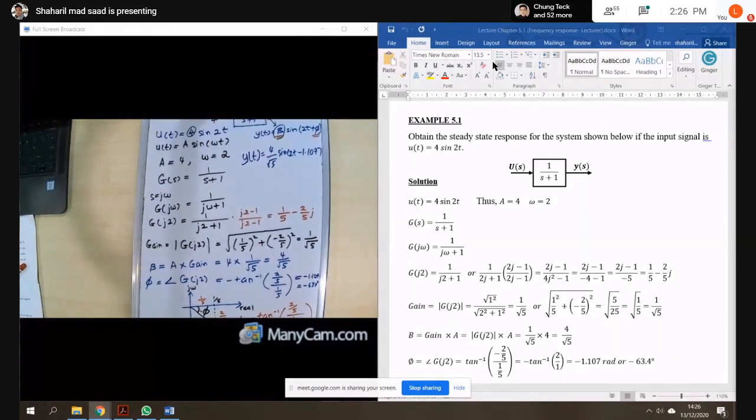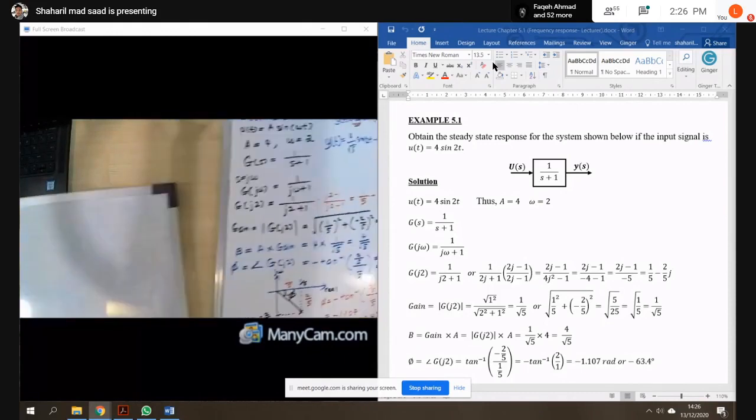Alright, I have shown you how to derive it, but I think it's very difficult, right? You need to multiply and so on. So I will show you a simple method. How to do that?